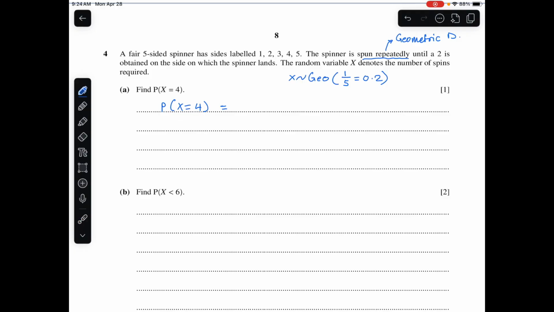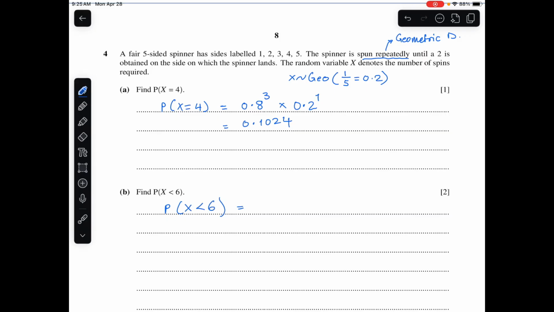That is the meaning of geometric. So you fail, and then at the end you get success. So probability of failing would be 0.8, and probability of success is 0.2, and that is on the 4th attempt. So the first 3 attempts are going to be failing, and the 4th attempt would be success. So that works out to be 0.1024, right?